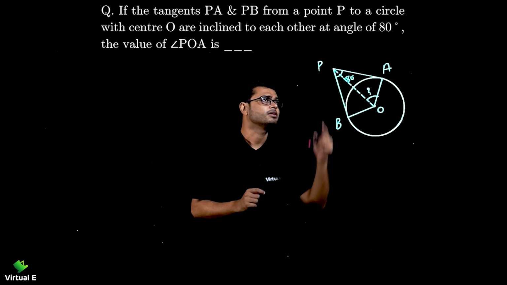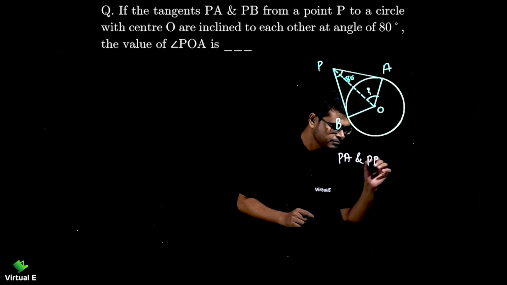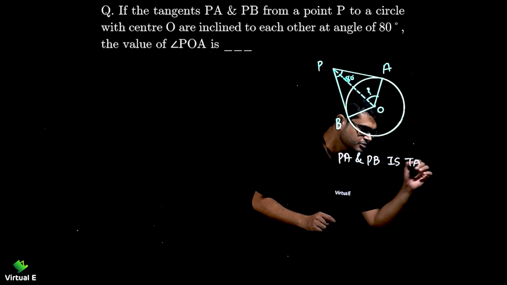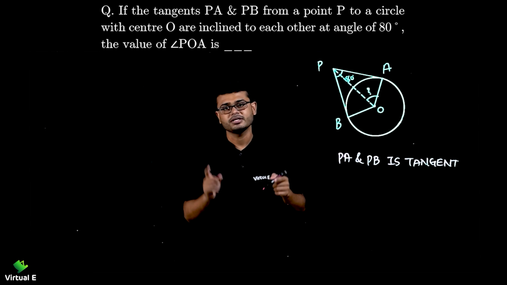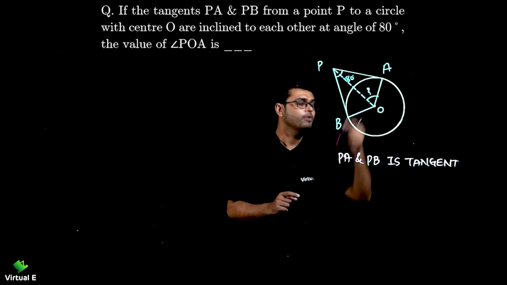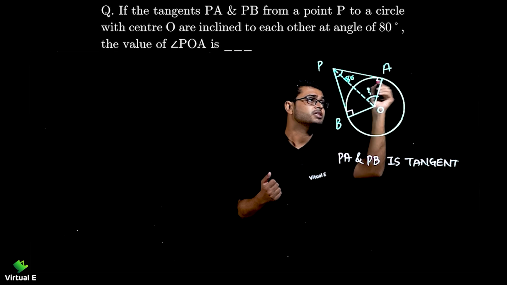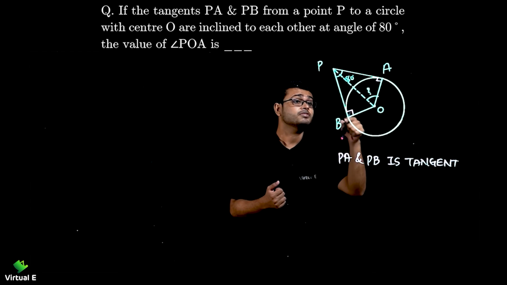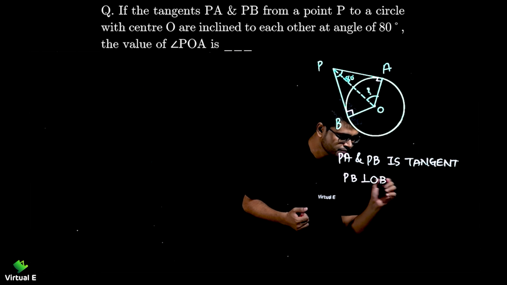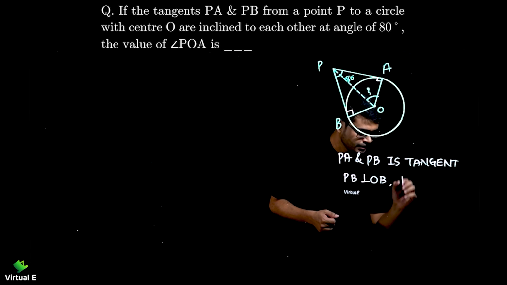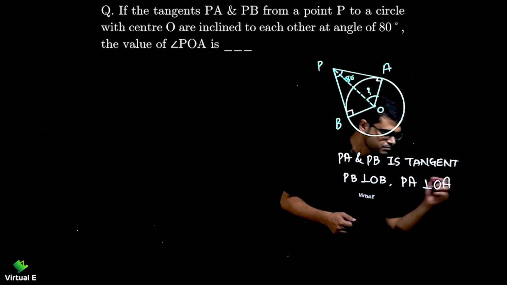Let's start. First of all, we know PA and PB are tangents. So let's write PA and PB are tangents. Done. Now, tangent and radius. What is the radius? OB and OA, right? So they are perpendicular. They make a 90 degree angle. So here I can write, first of all, for B: PB perpendicular to OB. Then next, PA perpendicular to OA, right? Simple. Done.